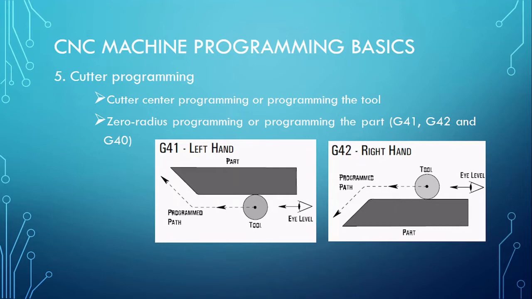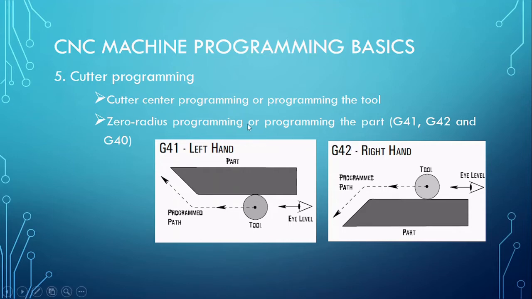Looking at a milling CNC machine now, every cutter on the milling CNC machine has its own diameter. If the machine must always coincide the center of the tool with the coordinate coded on the part program, the profile on the workpiece will always be less by the radius of the cutter. So to avoid that, there are two methods. Number one is cutter center programming, or programming the tool, and the other one is zero radius programming, or programming the part.